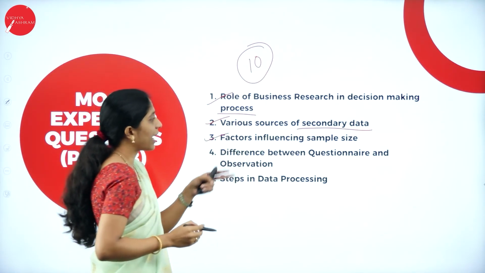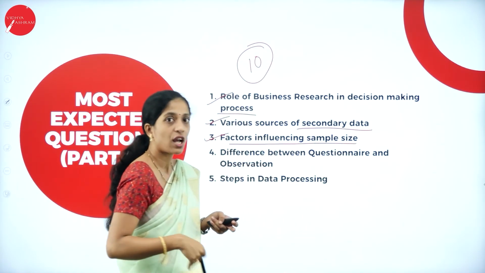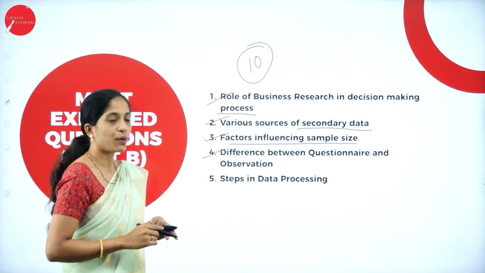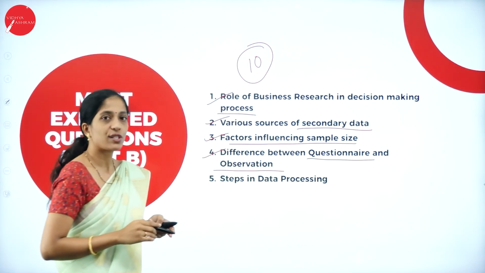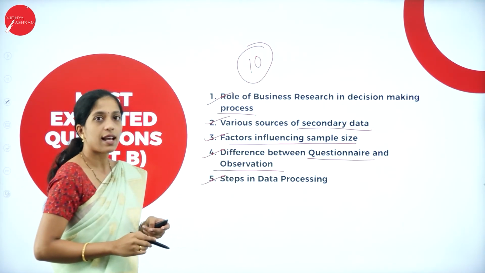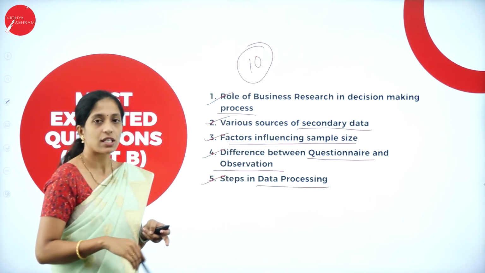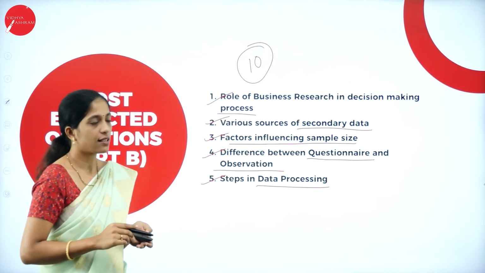The next one is factors influencing the sample size. What are the various factors which influence the sample size? And the next one is difference between questionnaire and observation. What is the difference between questionnaire and observation? And the next one is steps in data processing. What are the various steps in data processing? This question can also be expected for 10 marks under Section B.